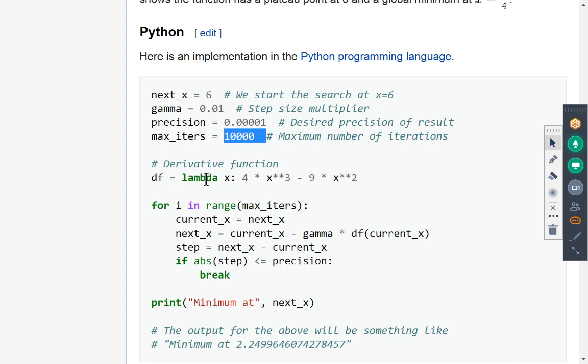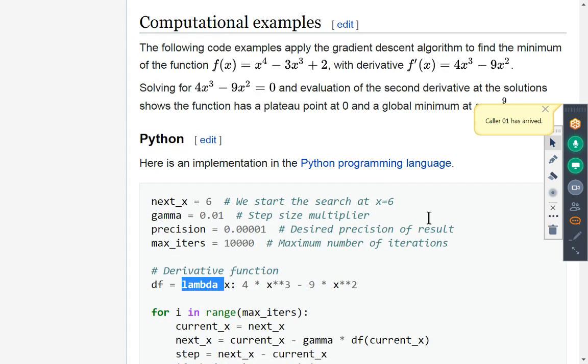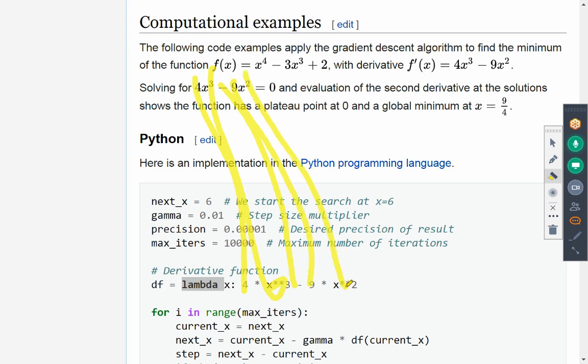Now we write the lambda functions. Everyone aware of lambda functions? Same equation. Sorry, not x power 4, it is 4x cube minus 9x square. This x value we are going to get at runtime. We are doing the differentiation. There is a reason we wrote df. It's not the data frame, it is a derivative function.